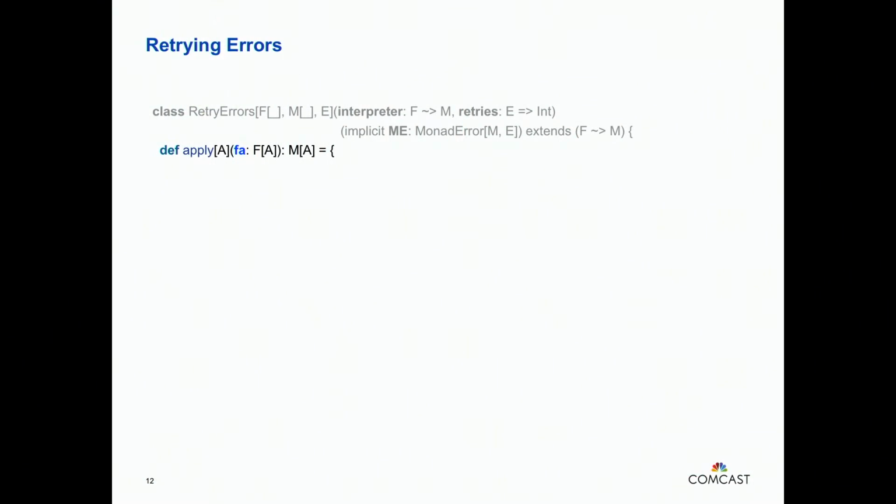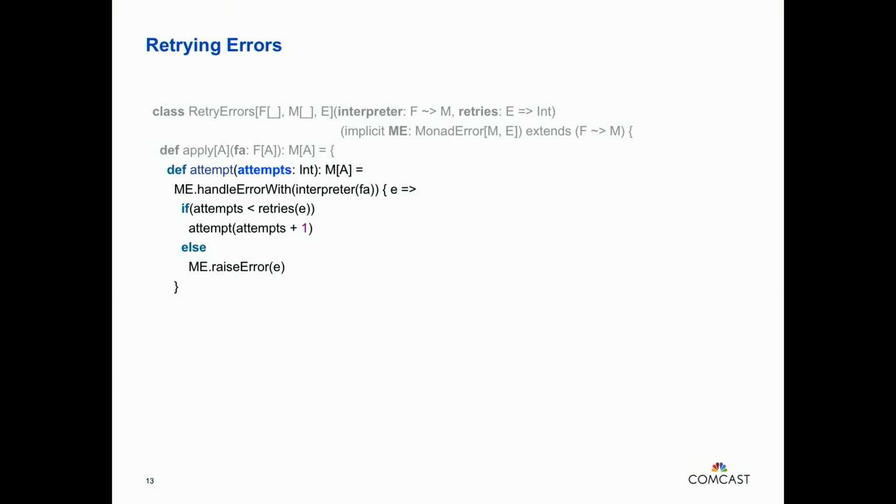And it's built right on monad error so that we can be fairly flexible here. So we take in the input algebra, and we need to produce our output monad. And so, I wrote the simple attempt. Attempt is going to say, translate, use the interpreter to translate, and then handle the error by checking, and if your attempts is less than the number of times you're supposed to retry, attempt again, and otherwise raise the error. Very simple.